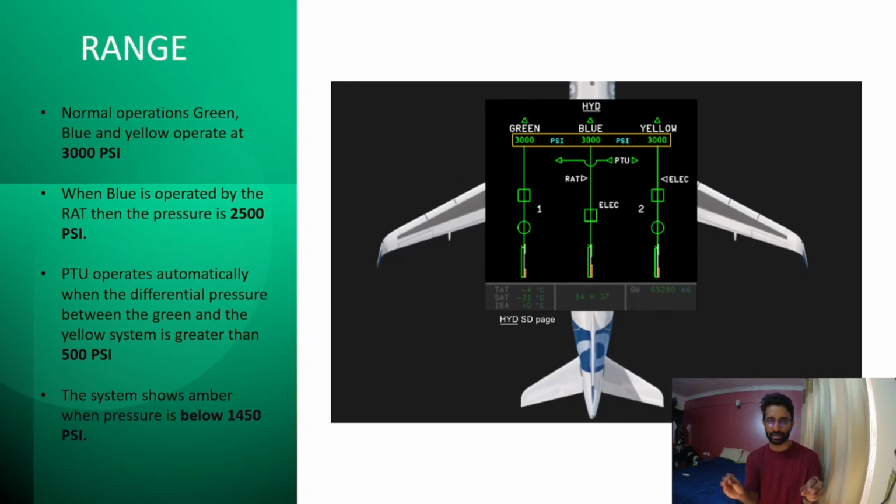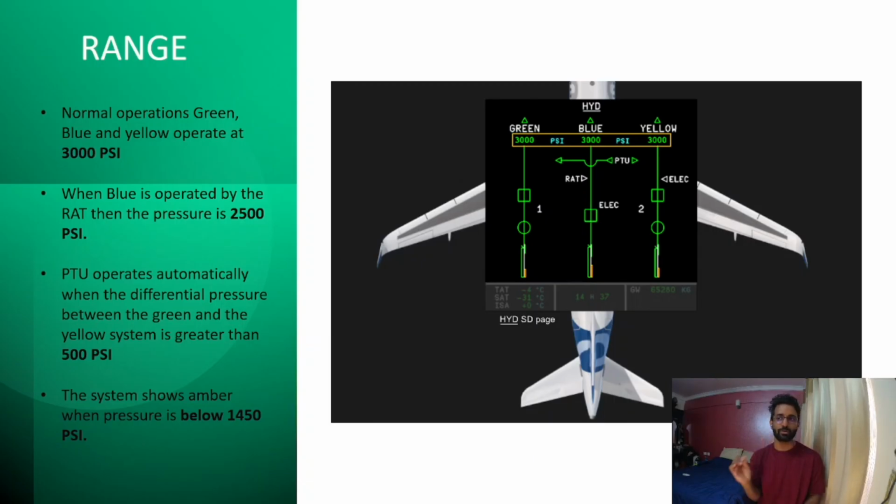Not by physically transferring fluid; its mechanism is different, and we don't need to learn about it. But it can pressurize one system using the other system. The reverse can also happen. If the green is low and the yellow is high, the yellow system can pressurize the green system via the PTU. Now, the thing with the PTU is that if it keeps running, it becomes overheated. So that is the concern, right?